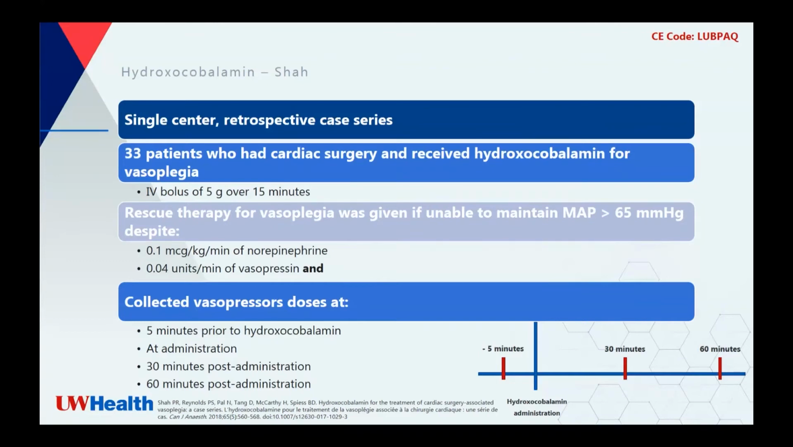So despite these 3 pressors, if they were not able to maintain their MAP above 65, then they would qualify for hydroxocobalamin. And so then investigators reviewed vasopressor dose as the primary outcome, and they reviewed this at 5 minutes before administration, at administration, and then 30 and 60 minutes post-administration.